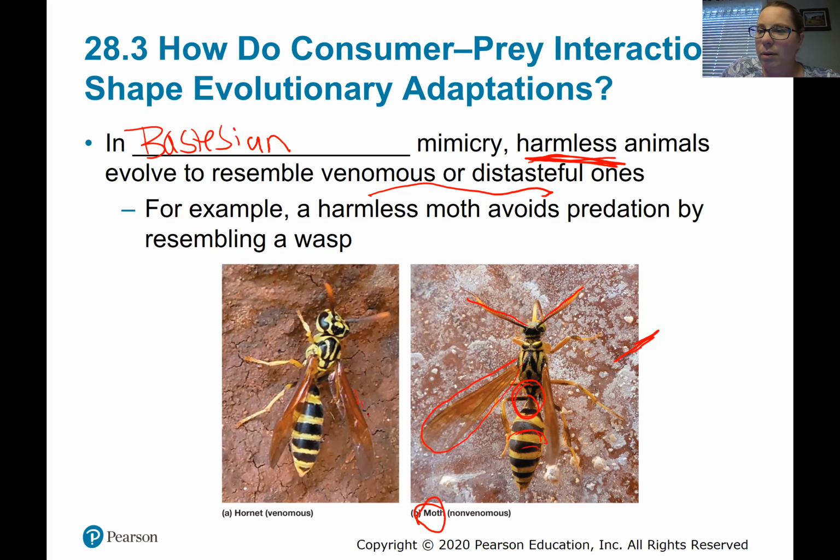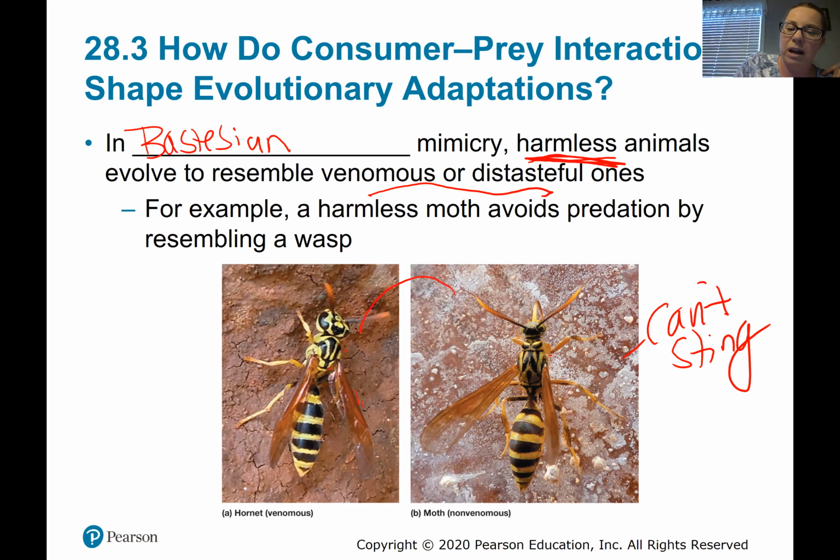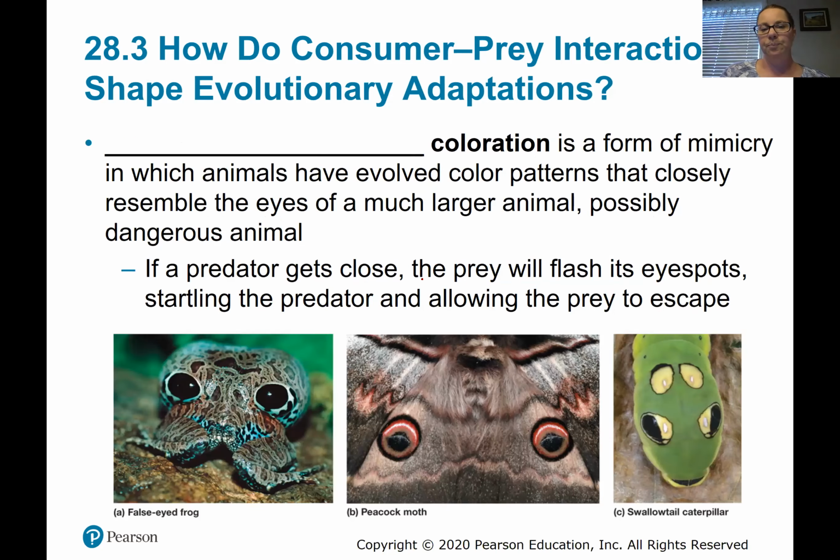But to a bird flying by that normally eats moths, it's going to see this as this and say, I'm going to avoid that because I've been stung by a wasp before and it really hurts and I don't want to get stung again, even though this guy has no ability whatsoever, can't sting. It's not toxic. The predator could actually eat that and not be harmed at all. But they don't know because they mimic or copy the venomous one.